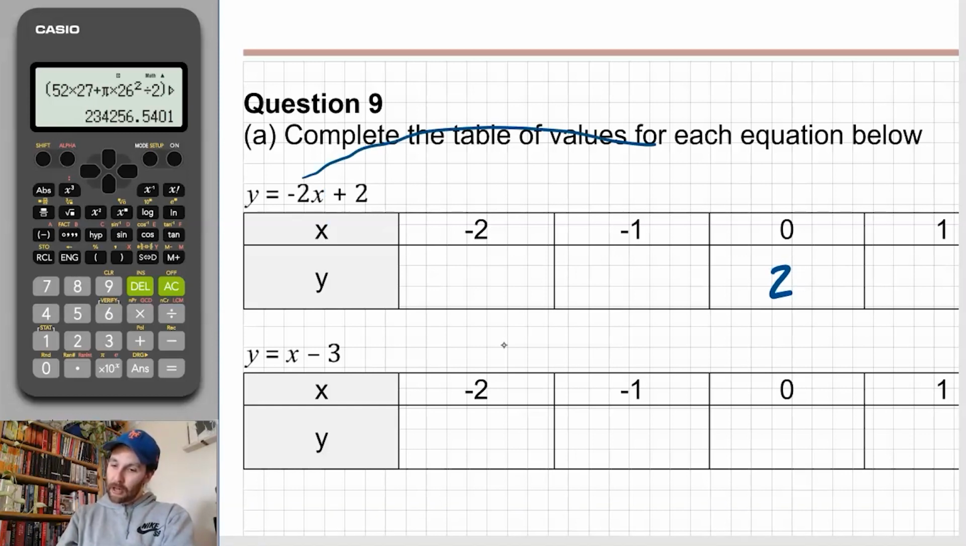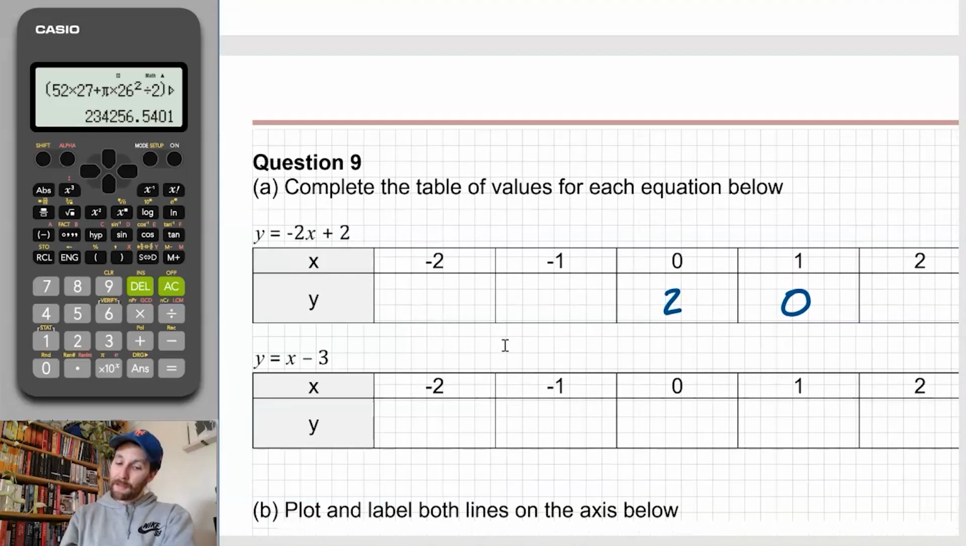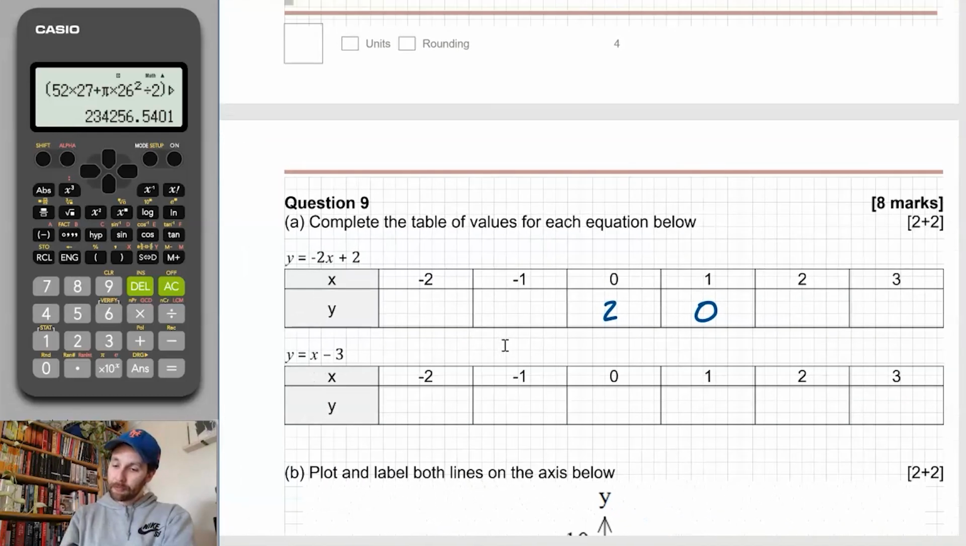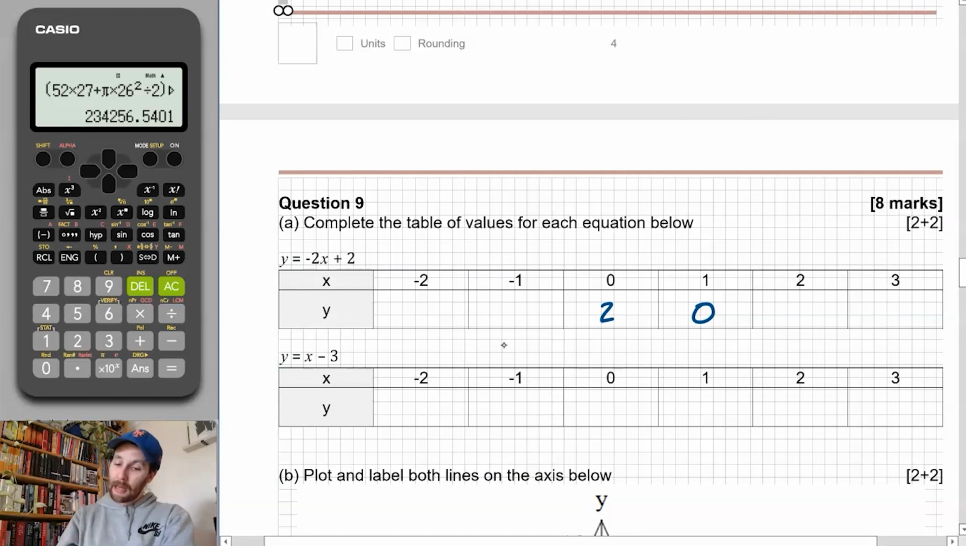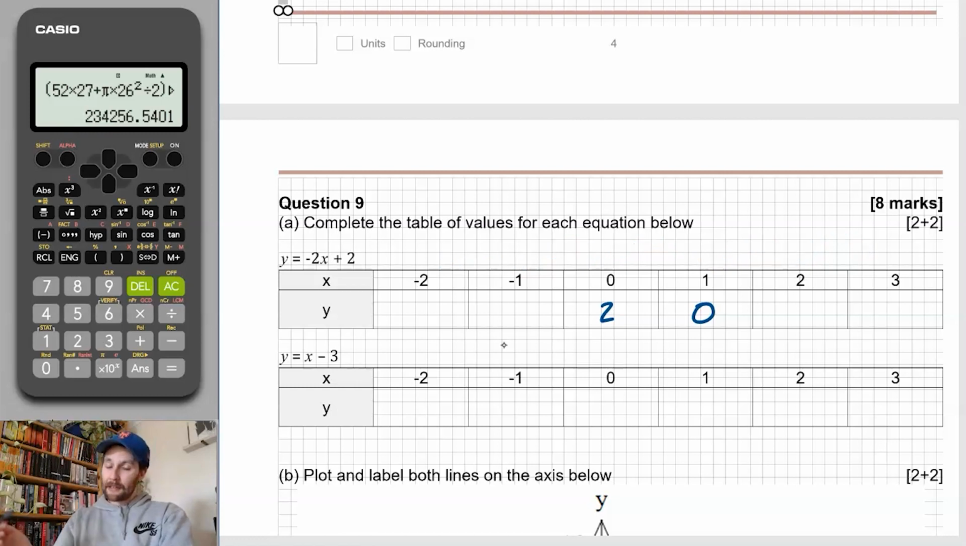Next one, -2 times 1 is -2, and then if I add my 2 onto that, I get 0. Now what you should start to find happens here as well is that the difference between each of the terms in the table, as long as our x value changes by 1, which it is going to in this test at least anyway, the amount that y changes is going to be the same as whatever we're multiplying by up there. But you can do 1 or 2 more just to make sure you've got the pattern all sweet.